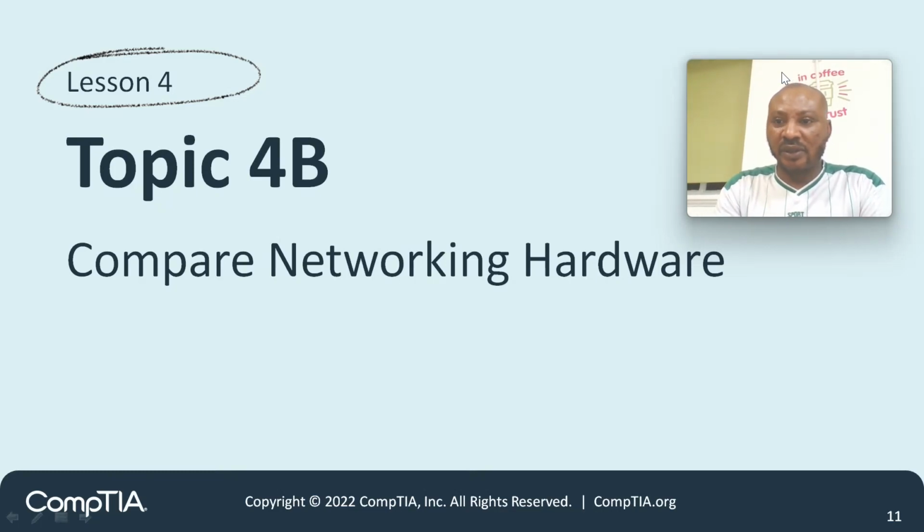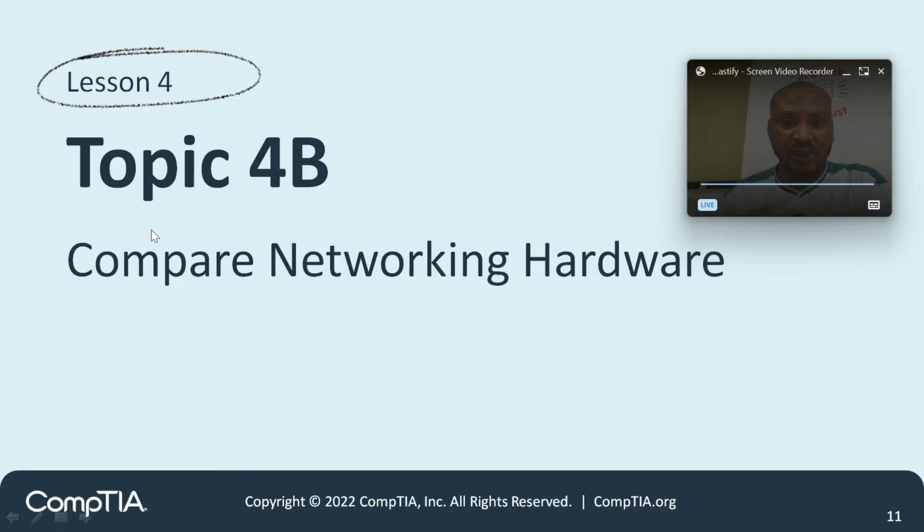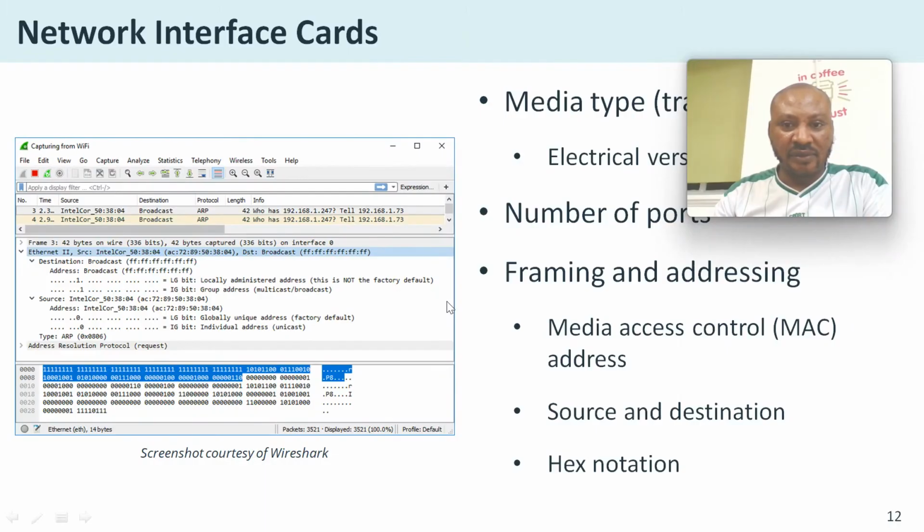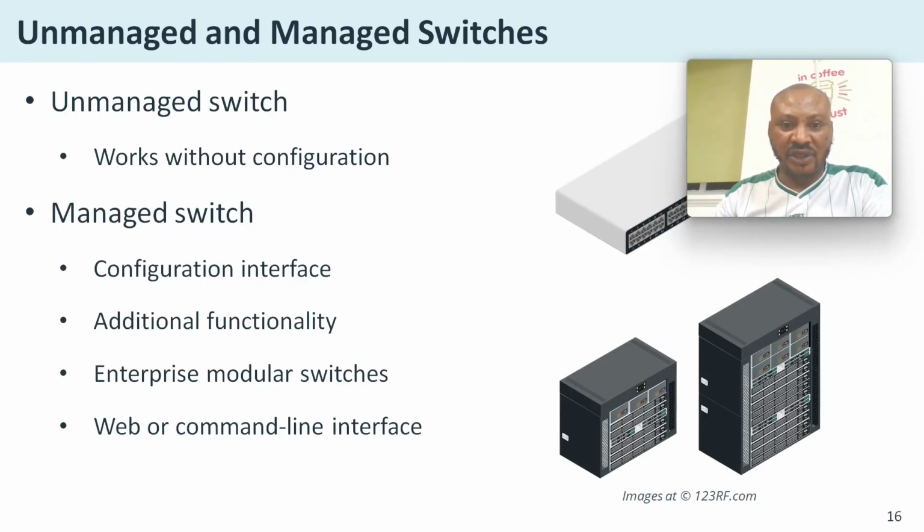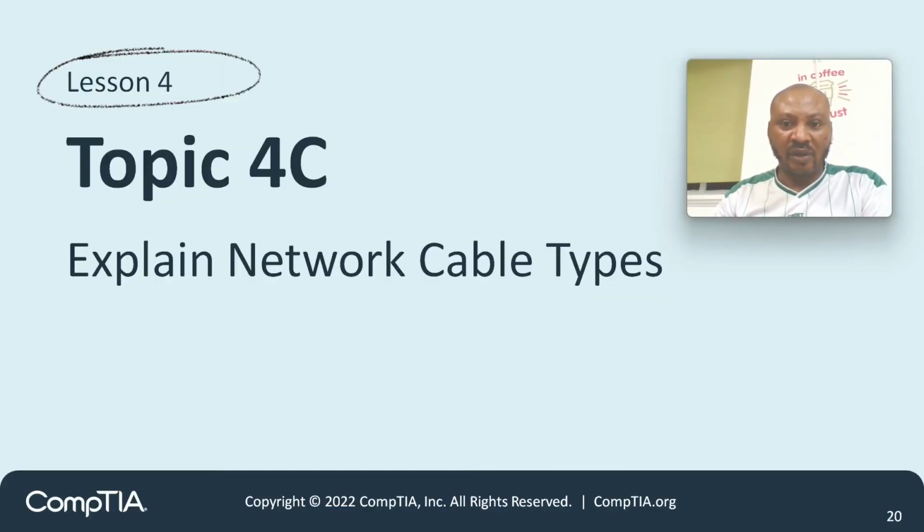Compare network hardware. So let's continue. We are actually done with 4B, so I think we are in 4C. Okay, so let's move straight to 4C. Now we're going to look at cable types, explain network cable types. So this is where we're going to continue from. We look at 4A, 4B, now 4C, explain network cable types. Okay, let's go.